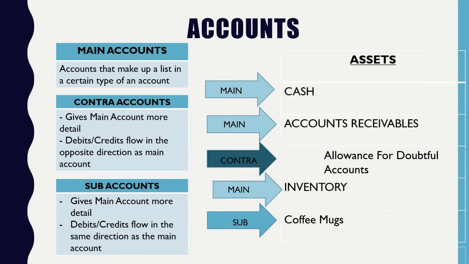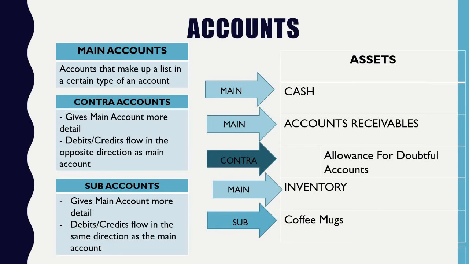In this case, I made an example here. Cash is a main account. Accounts receivable is a main account. Now, what's under accounts receivable is a contra account. What happens with a contra account is, let me first explain how the direction of a main account works. When we're looking at a main account, it's going to flow in one direction.